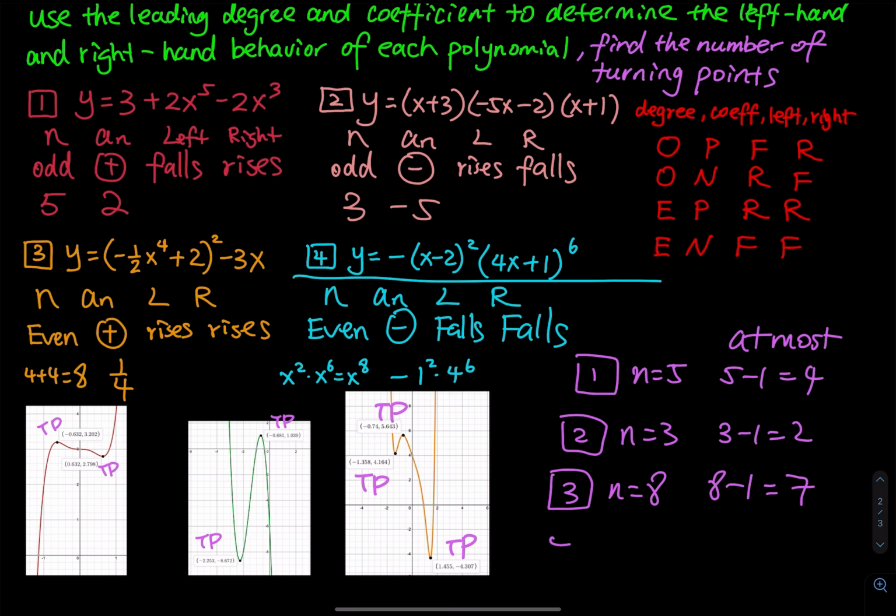And then the last one, number 4, since the highest degree is equal to 8, you have 8 minus 1, which is equal to 7 as well. So the last graph has at most 7 turning points. I am not saying it's exactly 7. I'm saying at most 7. At most 7 means the maximum is 7. It can be 7, 6, 5, 4, 3, 2, 1, 0.